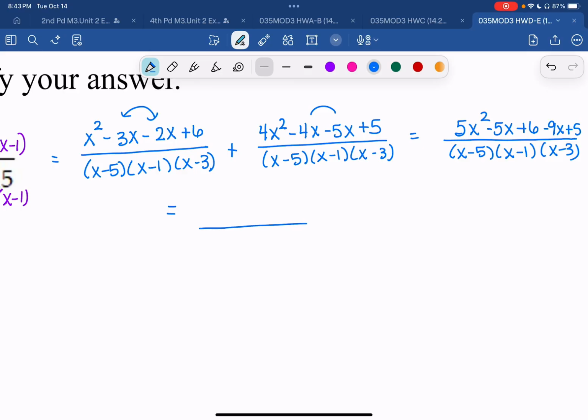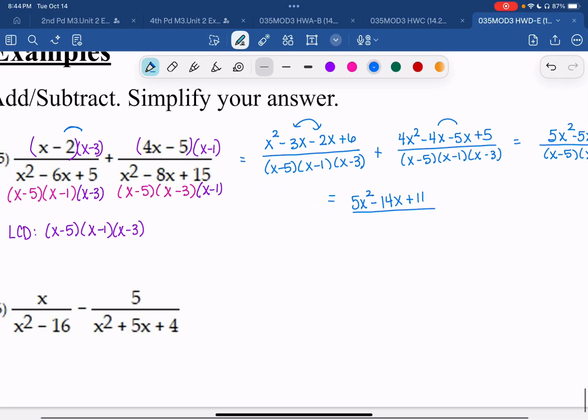Now let's clean it up. So 5x squared minus 14x plus 11, over x minus 5, x minus 1, x minus 3.